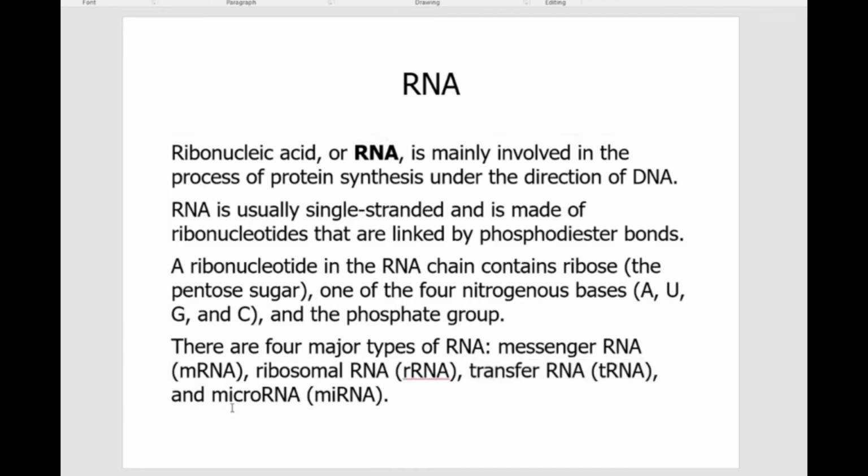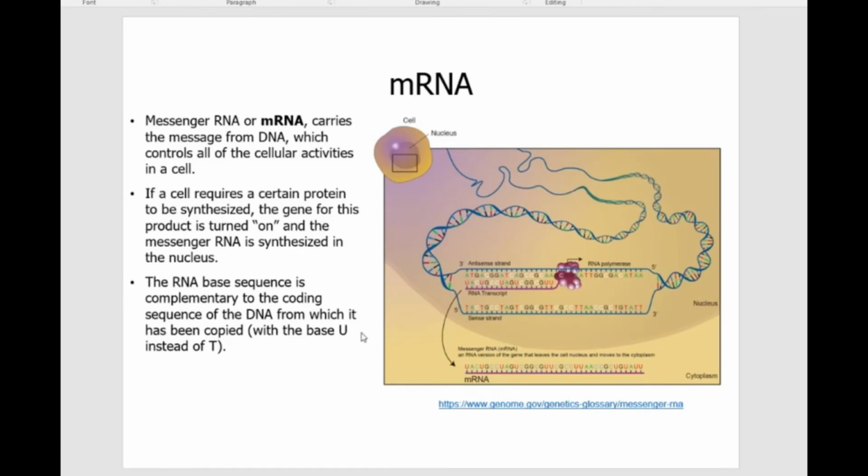We also have a microRNA. They're amazing. They can kind of regulate the gene expression process. We're going to talk about that in more detail when we get to that particular chapter. Right, just more information about RNA.